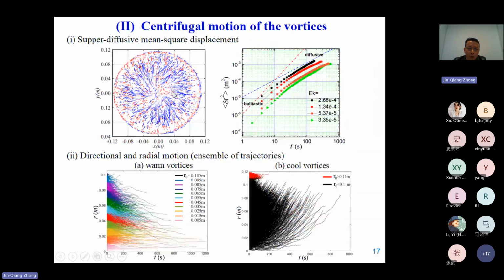If we look into the trajectory of the vortices, we see clearly they undergo radial motion. Such a directional motion leads to superdiffusive behavior. Their mean square displacement in the diffusive regime increases faster than a linear function. If we look into the vortex trajectory, we found that radial velocity increases in time. This type of motion is similar to centrifugal motion.